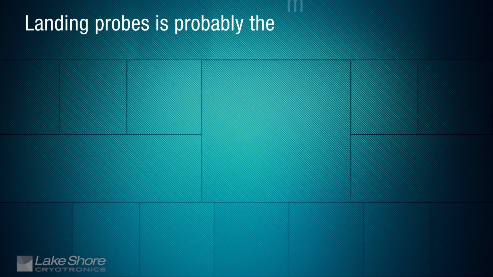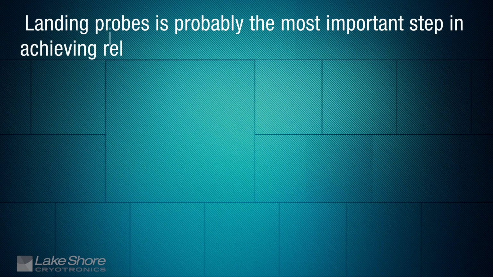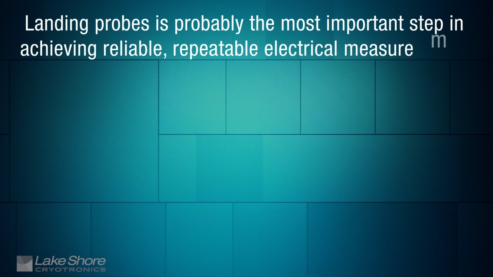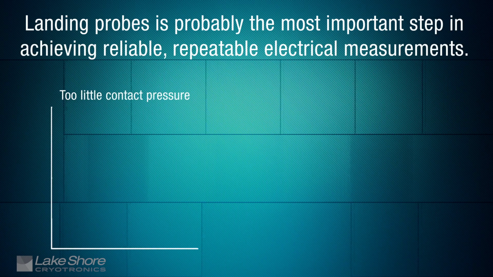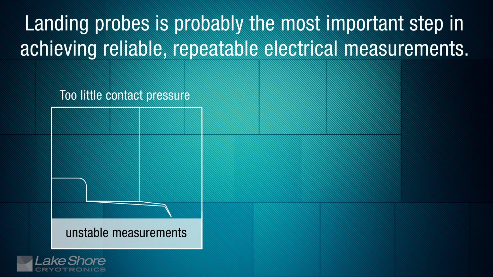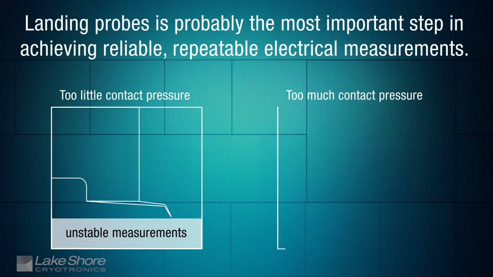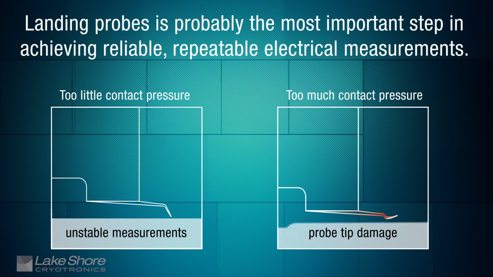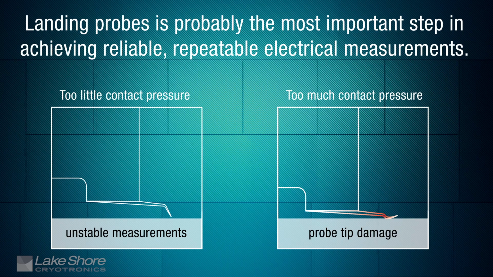This video will show you how to properly land a DC probe. Landing probes is probably the most important step in achieving reliable, repeatable electrical measurements. Too little contact pressure will result in unstable measurements, but too much could damage the probe or sample under test.